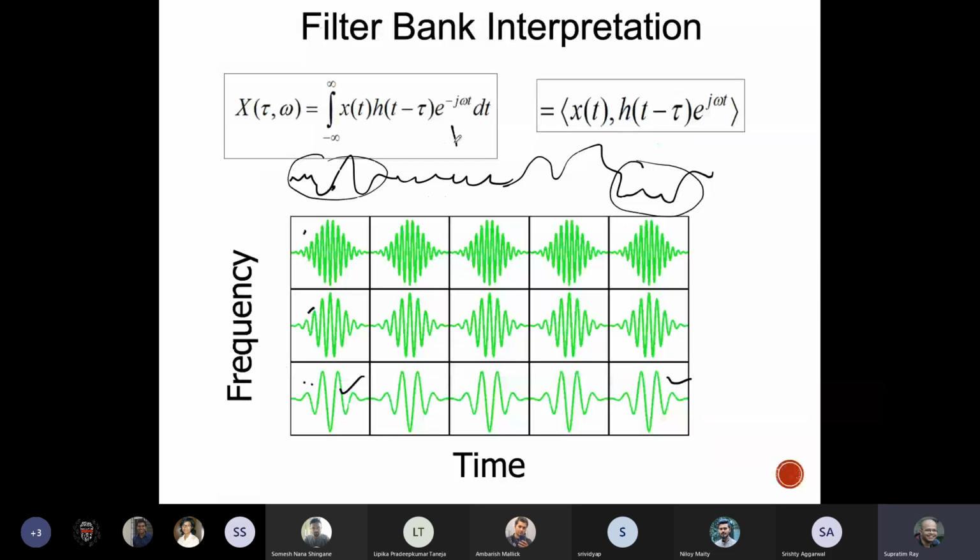Now, you may ask, if these filters are fixed here, and it's a real signal and it's a real signal here as well, how do I represent the phase of the signal? So, for example, I had a pure sinusoid as my signal. So, it's a pure sinusoid.